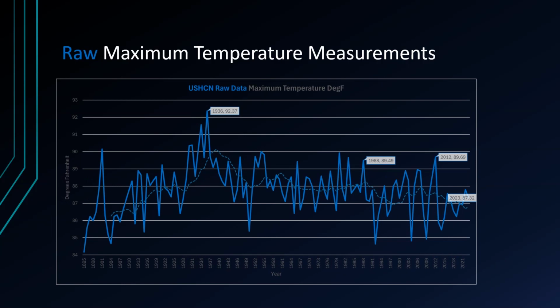The raw maximum temperature measurements are represented by the solid blue line, while the dashed line indicates a 10-year moving average, providing a clearer visualization of the trend.